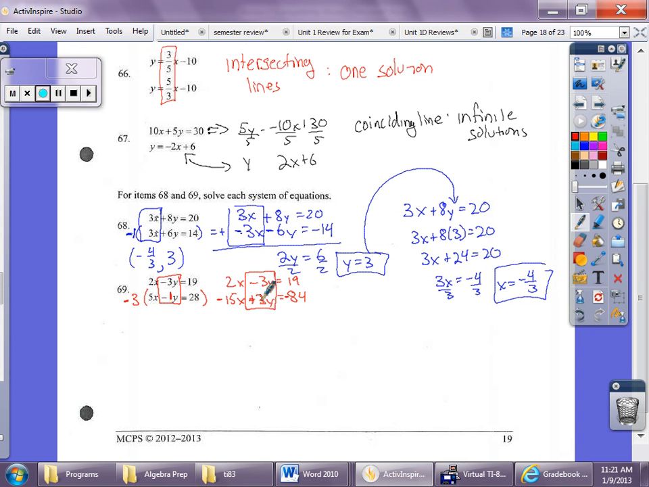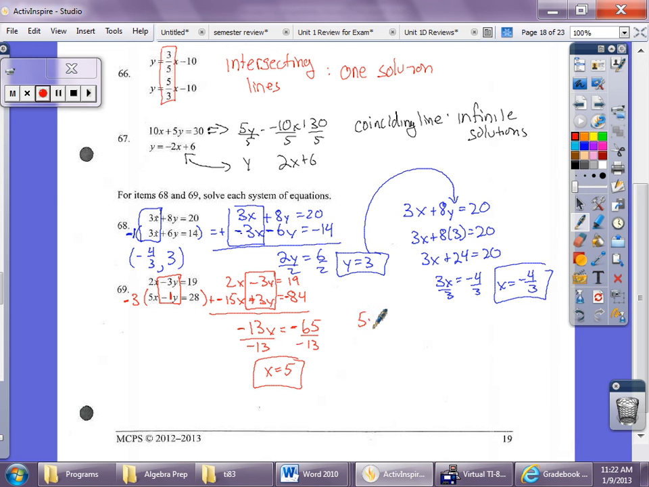One's positive, one's negative. We can add these together, so it gives me negative 13x equals negative 65. Divide by negative 13, and x equals 5. So now we've got our x. To figure out the y, simply use one of our two equations.